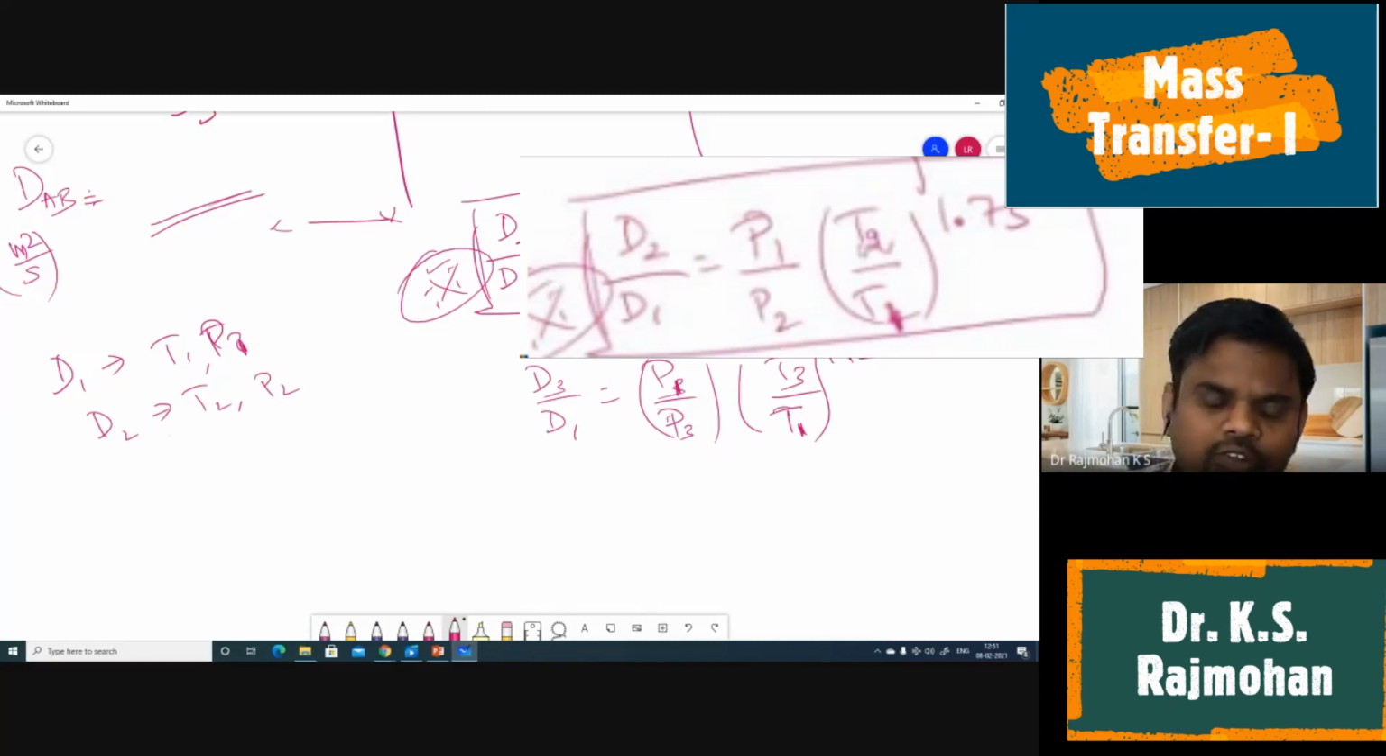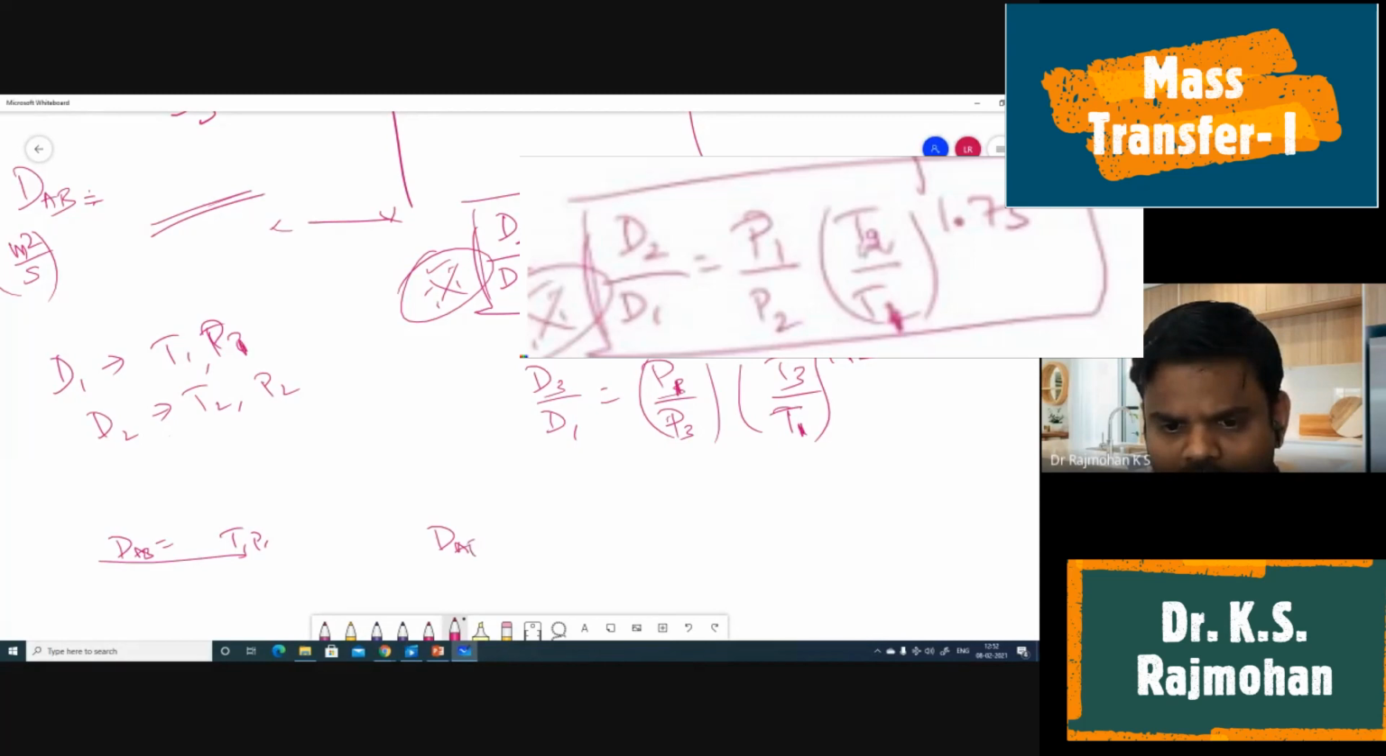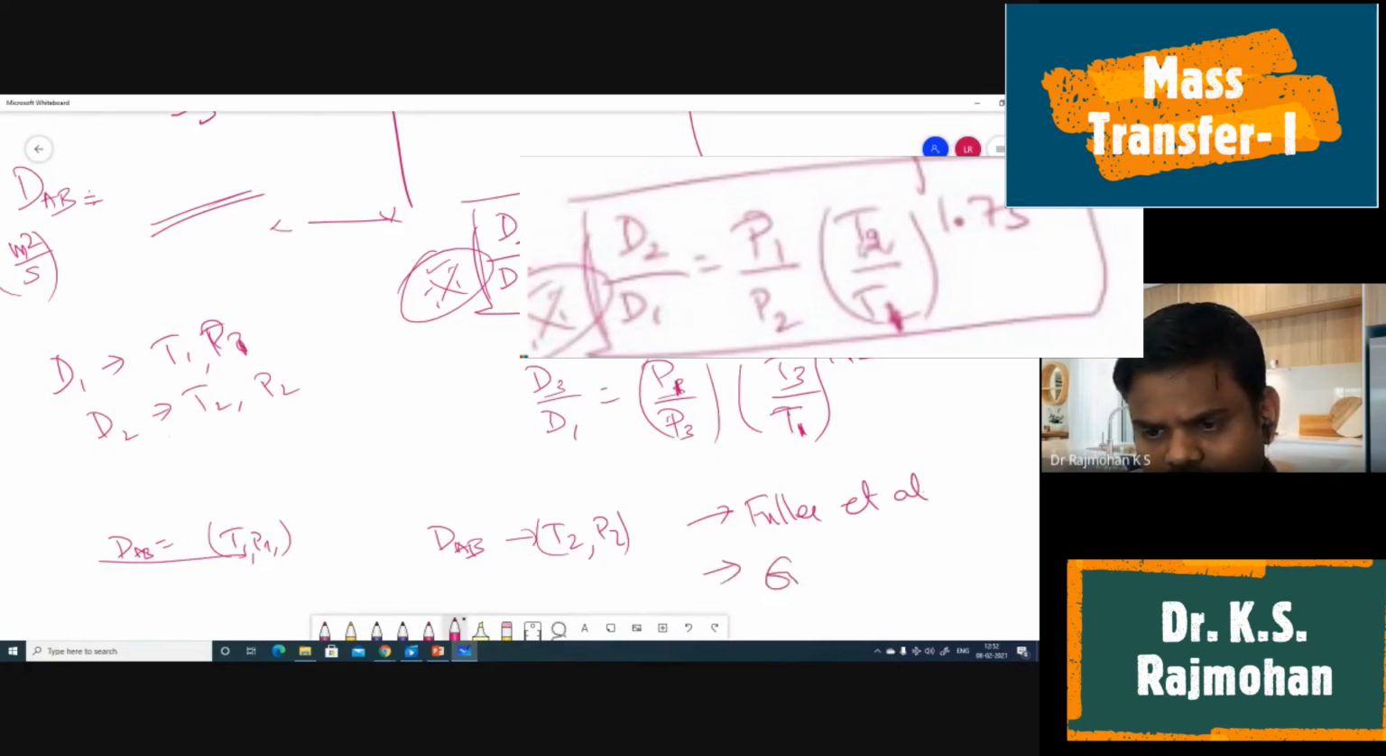So this I told you in the earlier class also. I have mentioned that in literature you may get DAB value at a given temperature and pressure, you may be operating at a different temperature and pressure. Okay. So in these cases also we have to make use of the relationship. You have two choices, right? So here it is explicitly mentioned to use Fuller et al. equation. Okay. Otherwise Gilliland equation we can use.